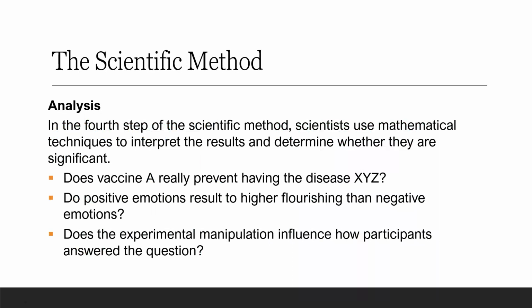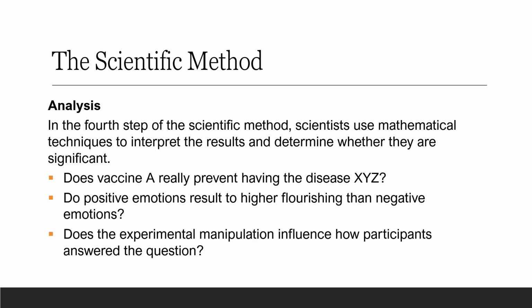So after you gather data, you will use the tool, you will give your questionnaire, you will observe, you will measure a lot of different constructs or variables from so many people, then you are now ready for your data analysis. Scientists make use of statistics to interpret the results and determine whether they are significant or not. So what are the examples of research questions that we can answer? For example, does vaccine A really prevent having disease XYZ? So we can answer that with data collection and statistics.